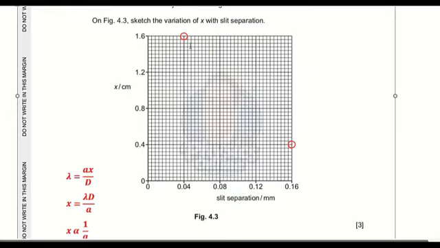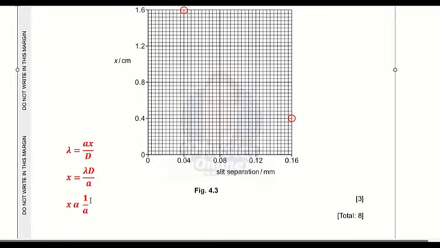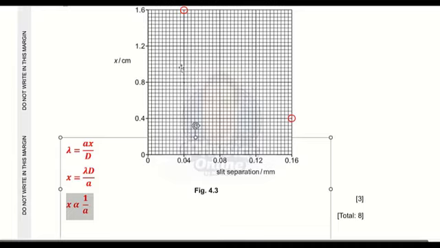Now we need to connect them. We connect them not by a straight line but with a curved line, because x is proportional to 1 over a. So we'll draw a curved line between them here.